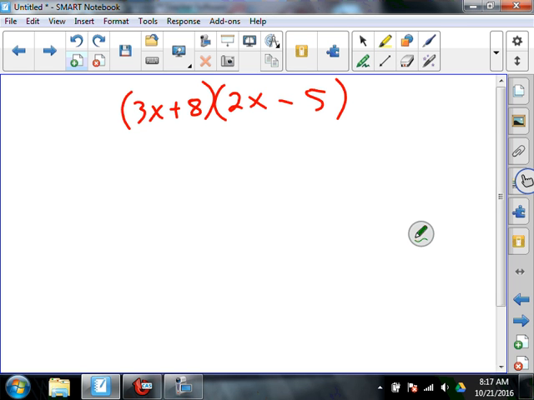So what's my first term going to be? Oh, we're doing good so far. You know what a lot of people do when they get to these rounds? They get nervous. And they think it's 5x squared because they add the 3 and the 2 instead of multiplying them. But the first term is 6x squared.